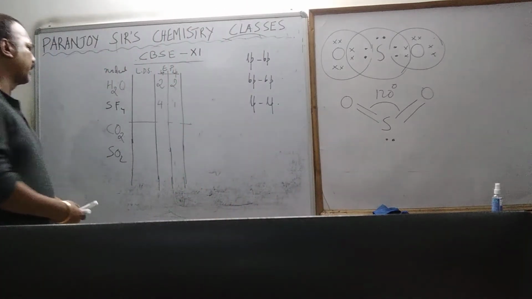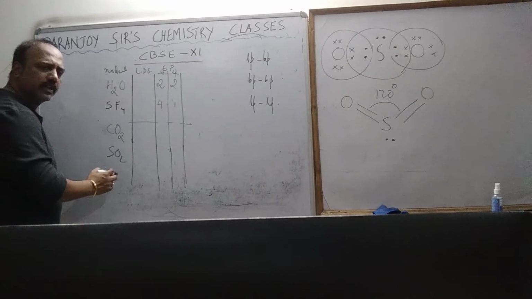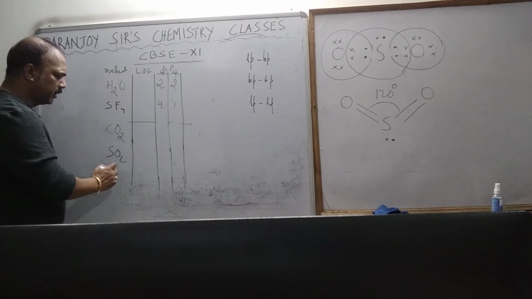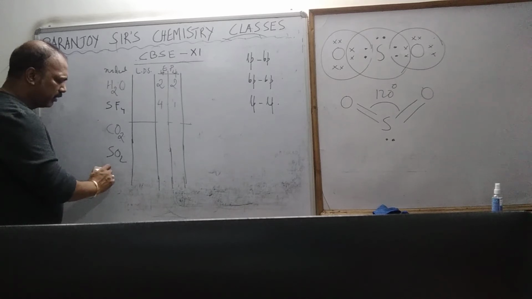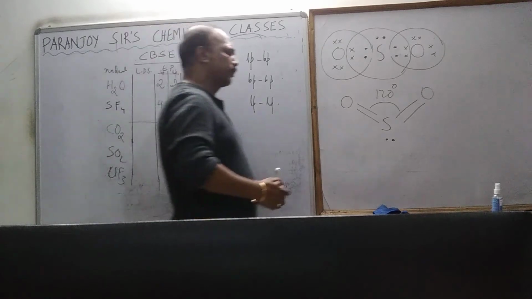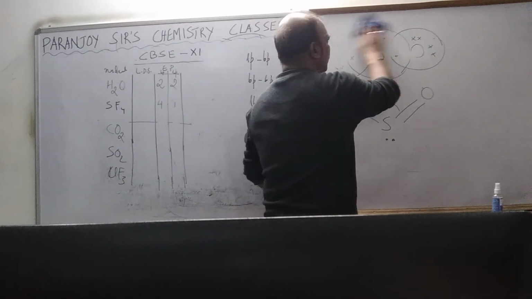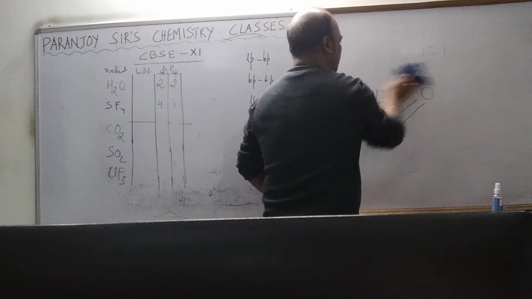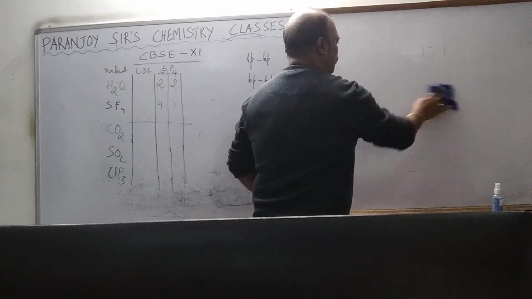Now tell me the next one. What is the next one after sulfur dioxide? ClF3, okay. So ClF3. What is the structure of it? And how many bond pairs or lone pairs are there?